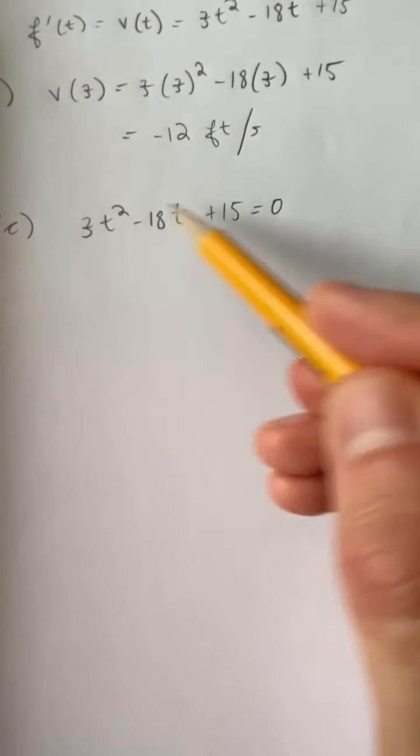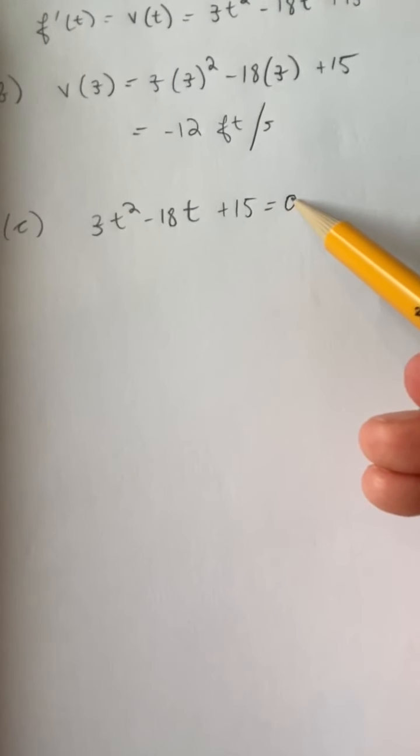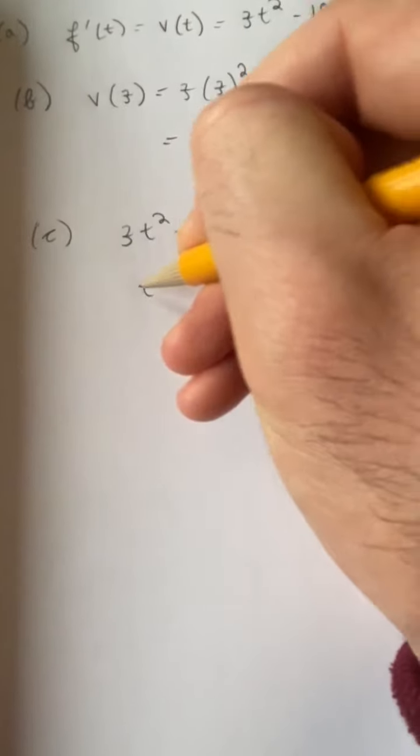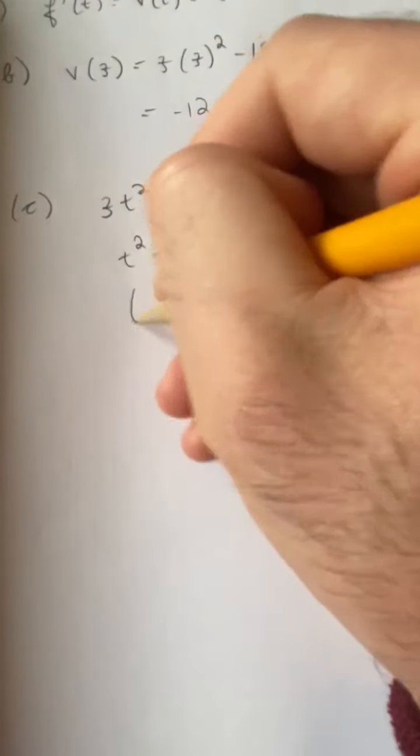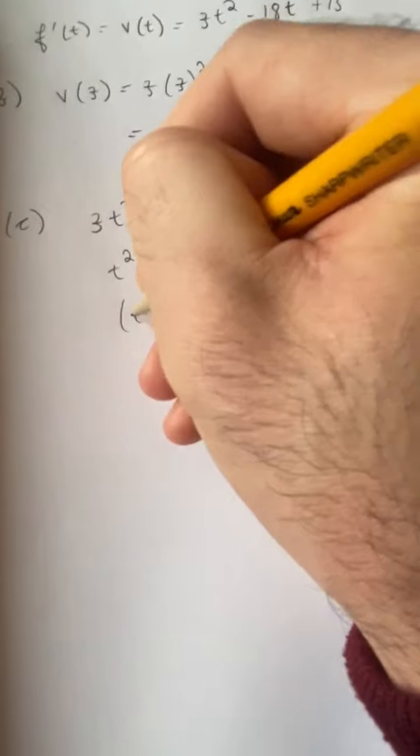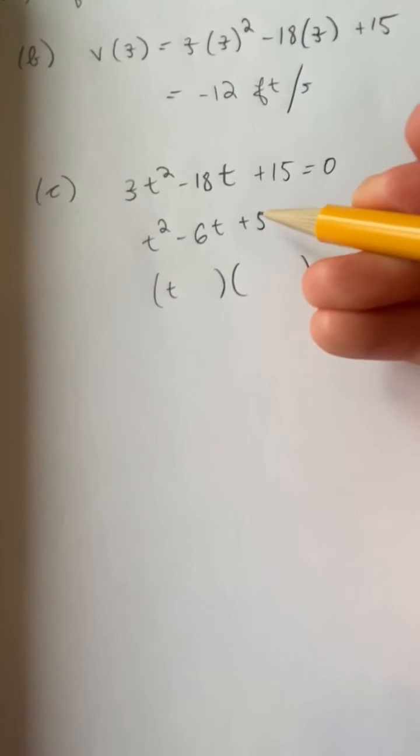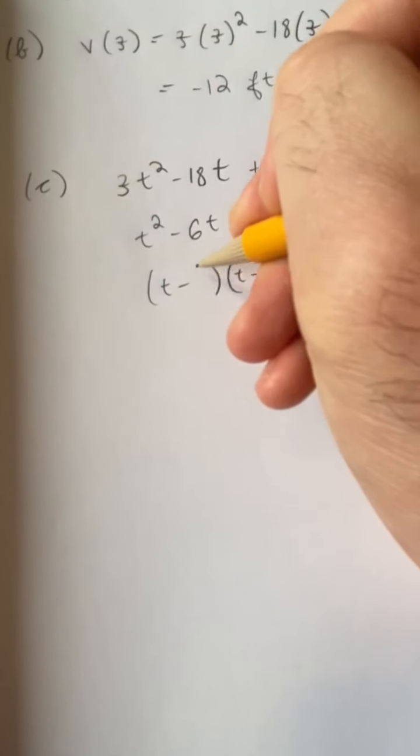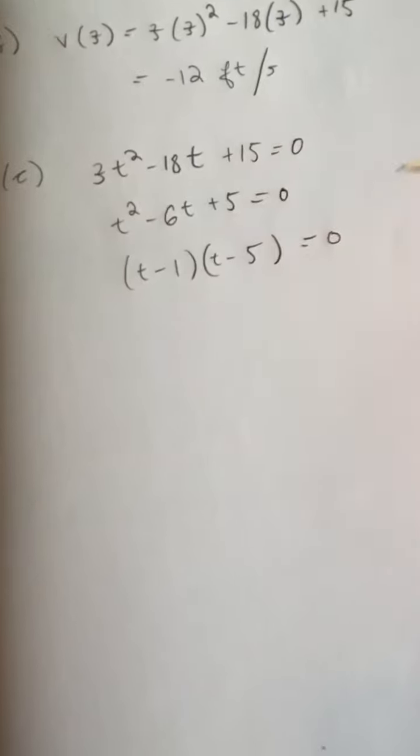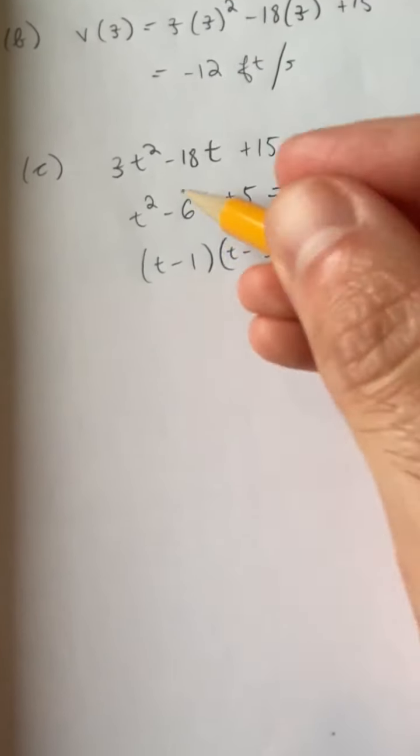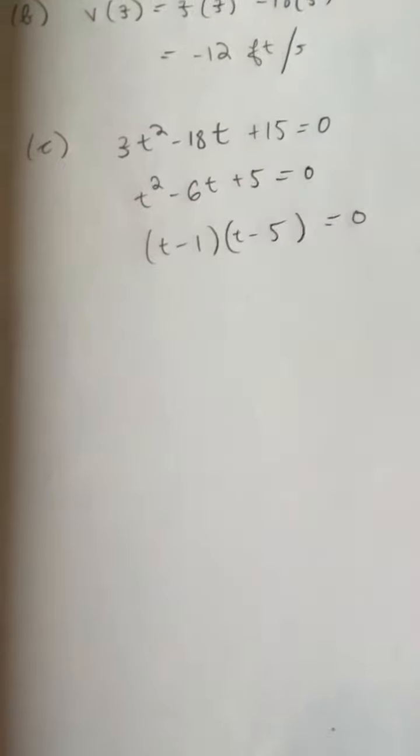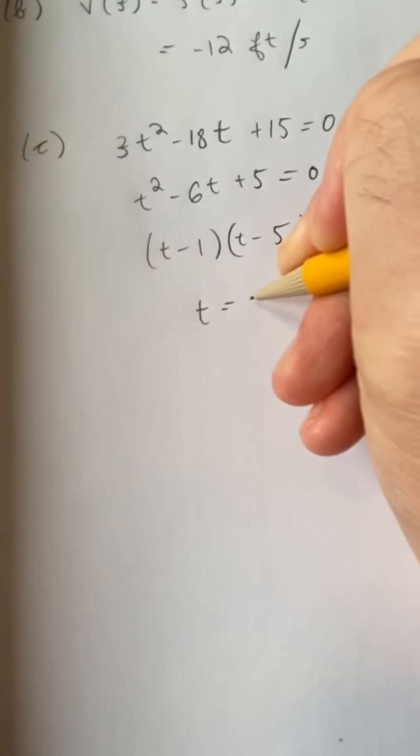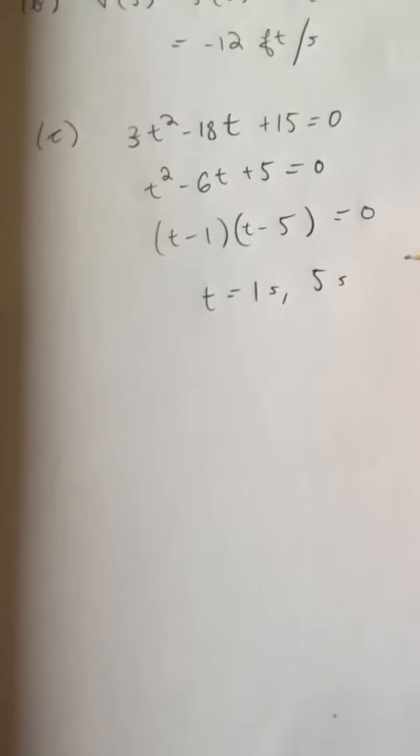Very conveniently, all of these terms are divisible by 3. We can just divide by 3, and when we divide by 3 on this side, 0 divided by 3 is still 0. So we'll have t squared minus 6t plus 5 equals 0, and then we can just factor it. So we'll have t, and notice we have minus in the middle and plus here. It's going to be 2 minuses. So t minus 1 and t minus 5. You can see if we multiply it back out, we'll get positive 5, and we'll get minus t minus 5t, minus 6t. This means that when t equals 1 second and when t equals 5 seconds, velocity is 0, so the particle is at rest.